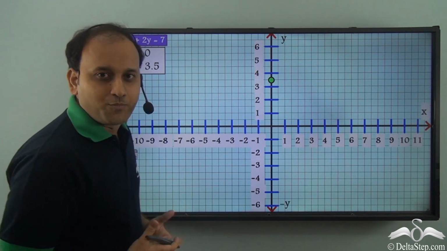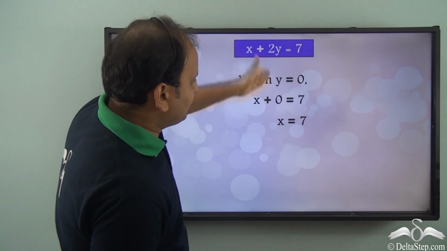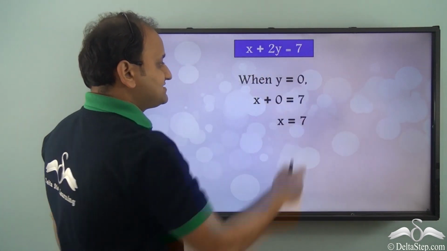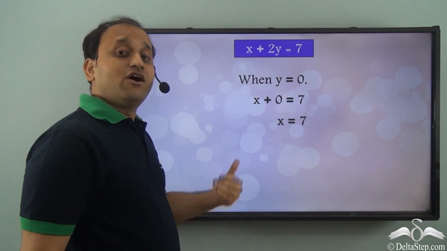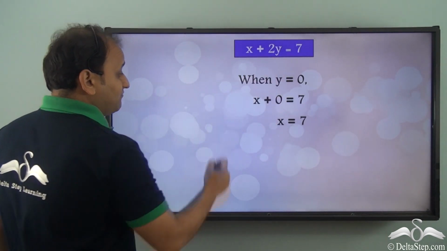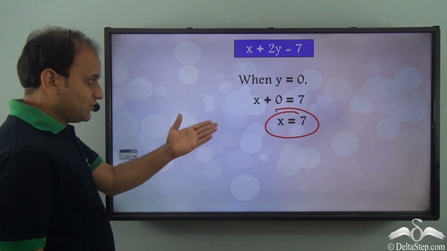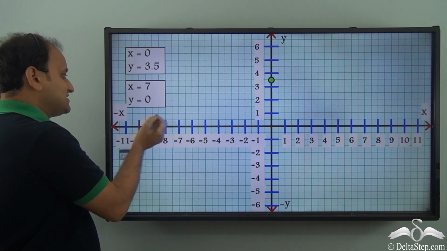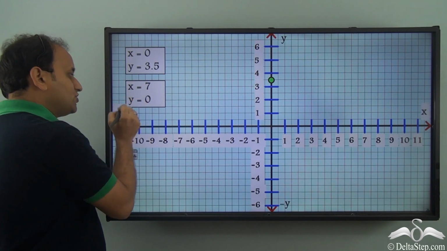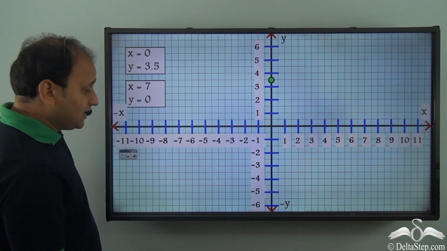We'll need another point. So, we'll again substitute the value of y this time. We'll take y as 0. So, we had taken x as 0. We got the value of y. Now, we'll take y as 0, and then we get the value as 7 for x. So, this is another one which we have got, where when x is 7, y is 0, or you can say you have solved for y equal to 0 and you got x equal to 7. So, this is the next point which we will plot.